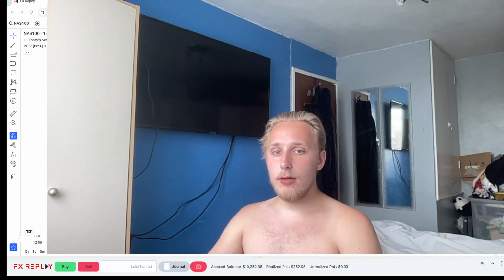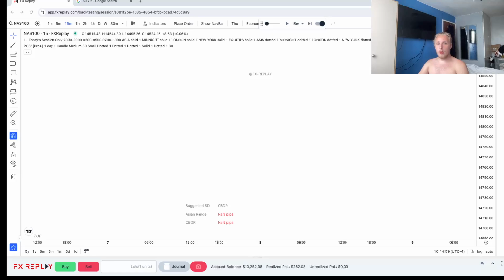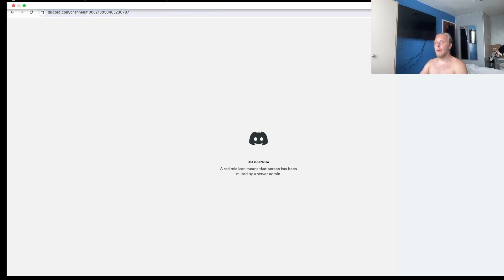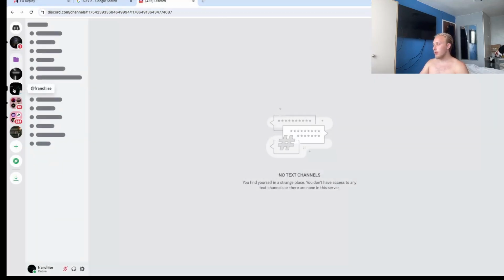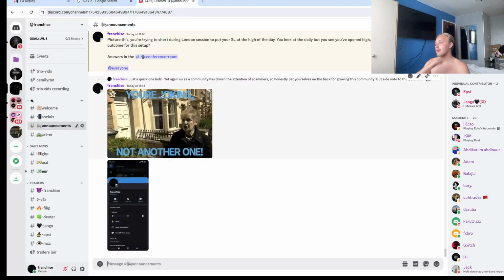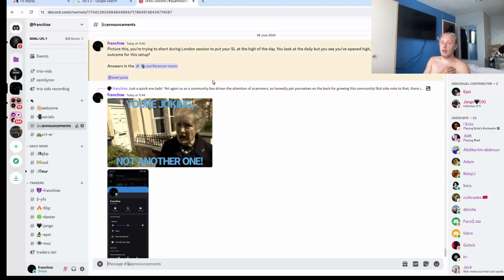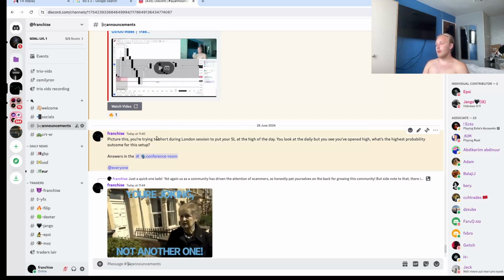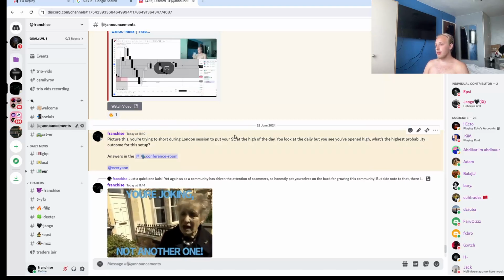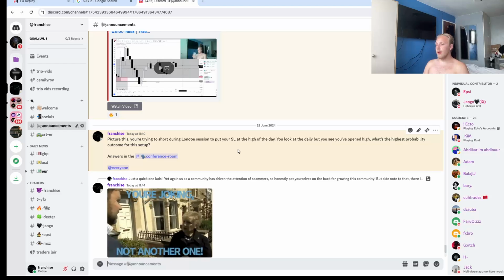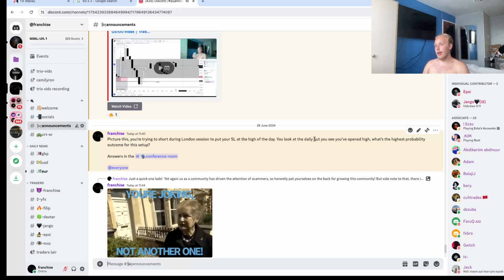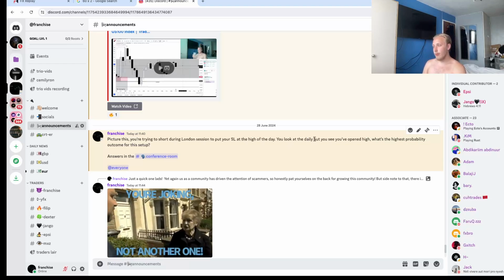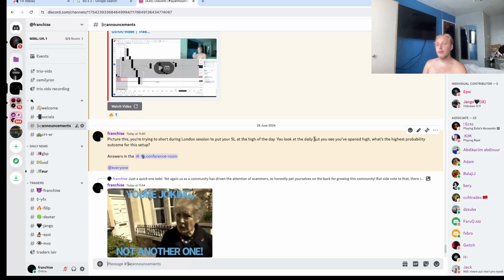So we're actually going to start on Discord. We're going to go to my announcements. So the question of the day was, picture this: you're trying to short during London session to put your stop loss at the high of the day. You look at the daily, but you see you've opened higher. What's the highest probability outcome for this setup?